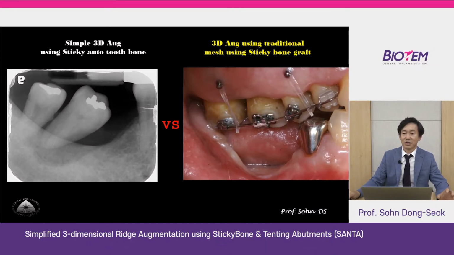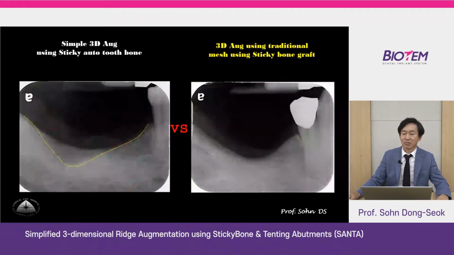Here's another case using the simple technique. This is the comparison of the simple technique or the complicated technique using titanium mesh. Both cases show you a very similar situation. On the left side, these 2 teeth were extracted and prepared into osteoinductive bone graft at chairside, and immediate implant placement and ridge augmentation were done. On the right side, I did the delayed ridge augmentation with simultaneous implant placement.